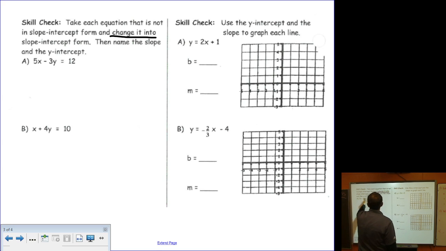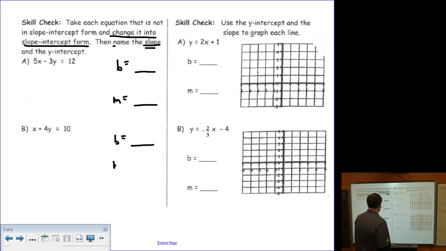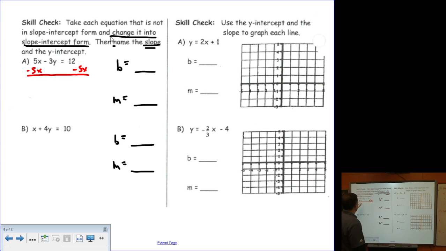So we're going to change it into slope-intercept form, and then it's asking me to name the slope and the y-intercept. So over here, let's put y-intercept and slope. All right, so this first equation, to get the y by itself, I would first subtract 5x from both sides. That's going to give me -3y equals 12 minus 5x. Now you got to be careful with the signs here.